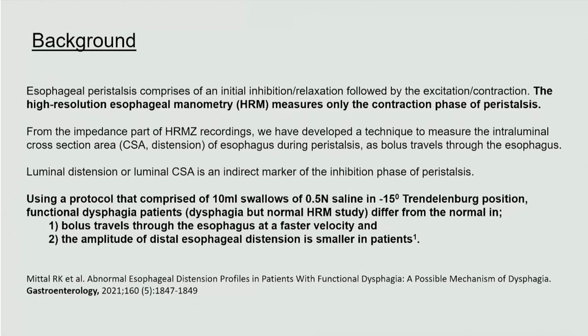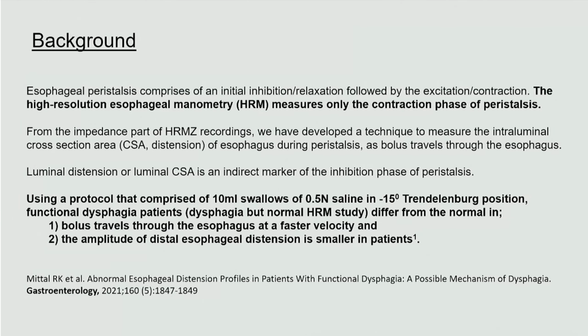Now, probably a decade ago, we developed a method of calculating cross-sectional area from impedance measurements, whether it's two saline or single saline. And we believe that this luminal distension, or luminal CSA, is an indirect or surrogate marker of the inhibition phase of the peristalsis. I'm just going to say distension, because then you can argue about the active and passive elements, but let's just say distension.